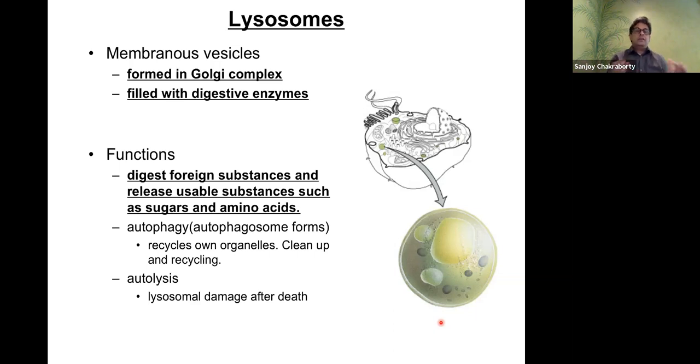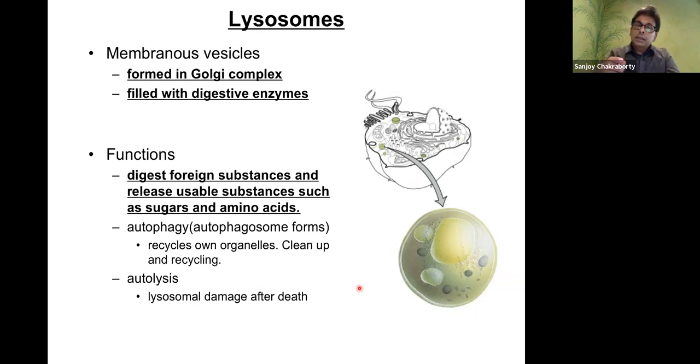Now, if it is bacteria, you are good because they save you. And if it is sugar or any other energy molecule, they're going to produce energy. Okay, so that's their job. They digest any foreign substances that get into your cell.